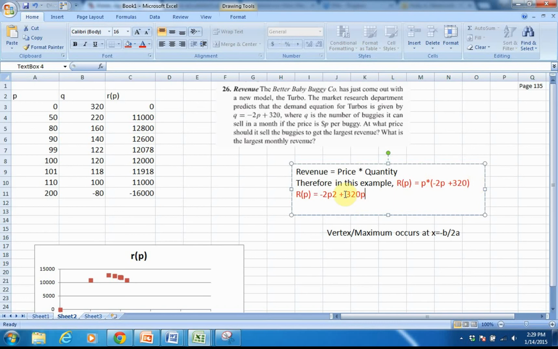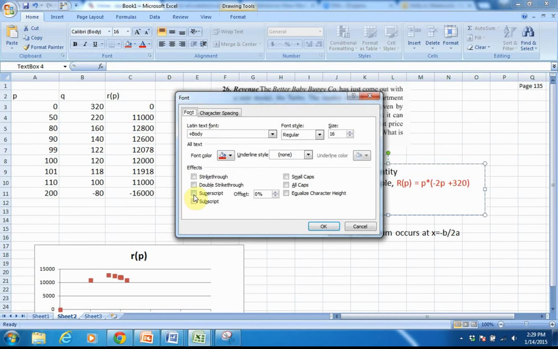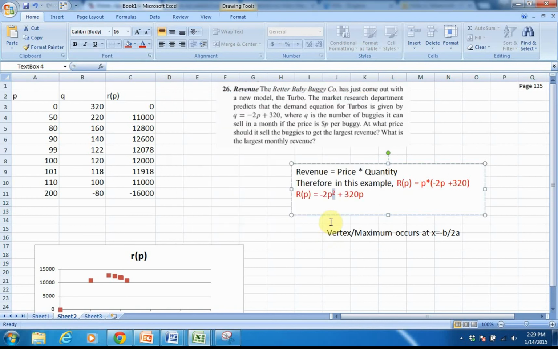And what I mean by that is, if you have it written in that format, you would be able to look at that and immediately recognize that in that quadratic, we would know that a is equal to -2, b is equal to 320, c is equal to 0. Remember, they're the coefficients in our quadratic function.